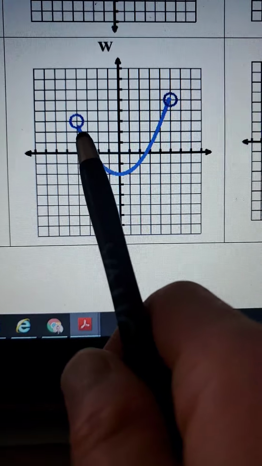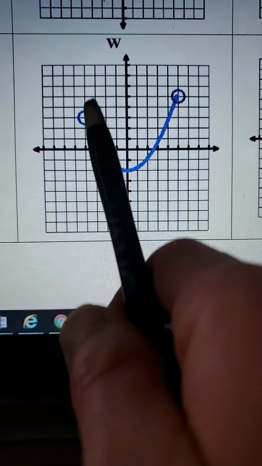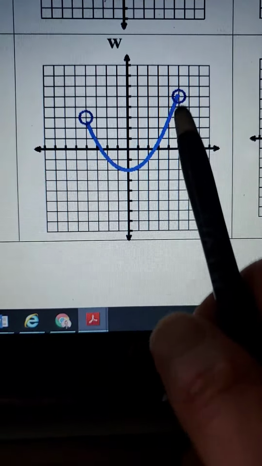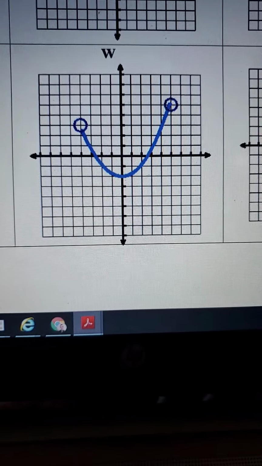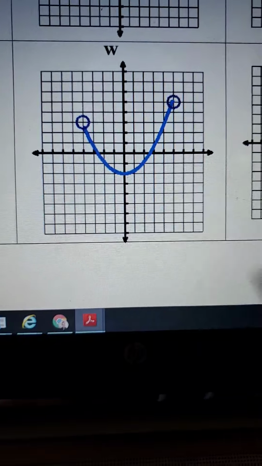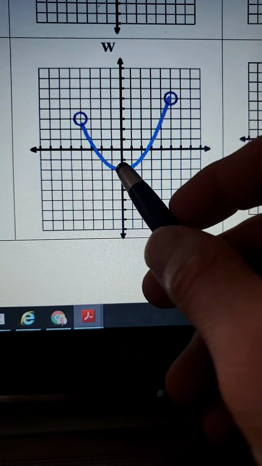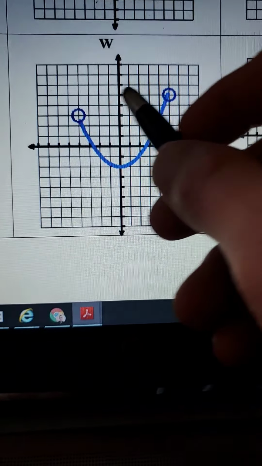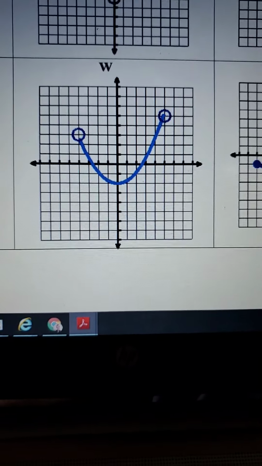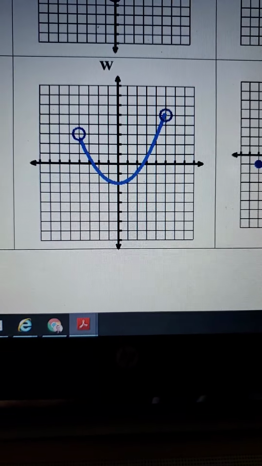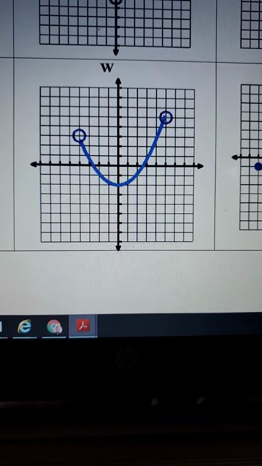Graph W, we go from -4, that's how far we are to the left, to +5, that's how far we are to the right. -4 to +5 for the domain, and the range is the lowest point here at -2 up to the highest point here at 5. -2 up to 5 for the range. Graph W, looking for the answer. Graph W goes with number 22.